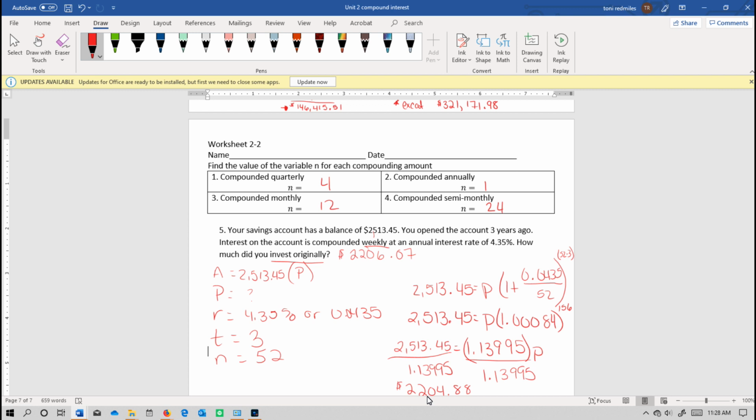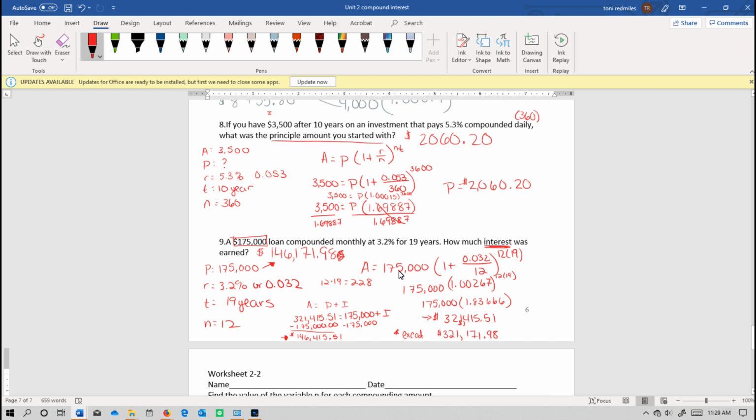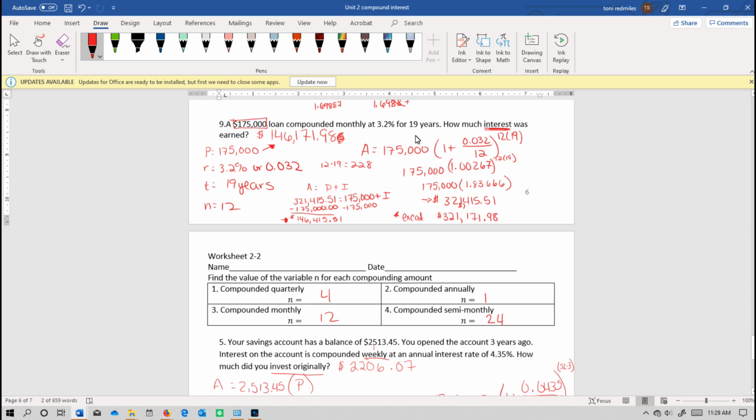The interest rate is more than the ones we did on the last worksheet, and the gain is so much less. Well, I actually kept all my notation from the last one to show you, look, we're compounded daily on question 8 from the last worksheet. That means we're compounding so many times, okay? This one was monthly, but it was for 19 years. So look what it became. It became 228 times if I do it every month for 19 years.